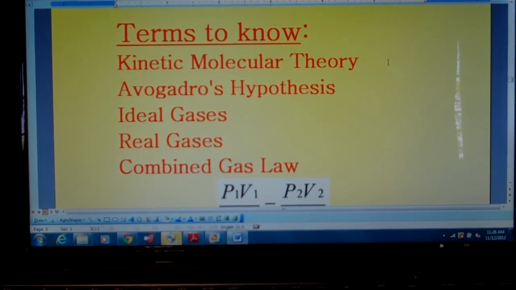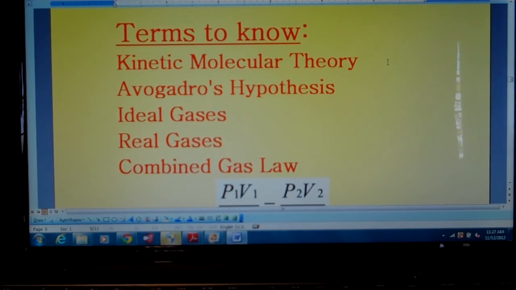Avogadro's hypothesis, if you remember, we talked a little bit about that. If you have the same temperature, the same pressure, and the same volume, be very careful because usually they talk about STP values, you're going to have the same number of molecules. Not necessarily the same number of atoms, but you will have the same number of molecules. So if I have hydrogen gas versus carbon dioxide gas, and I have 2 liters of each at STP, I will have the same number of H2 particles as I do CO2 particles in terms of molecules.